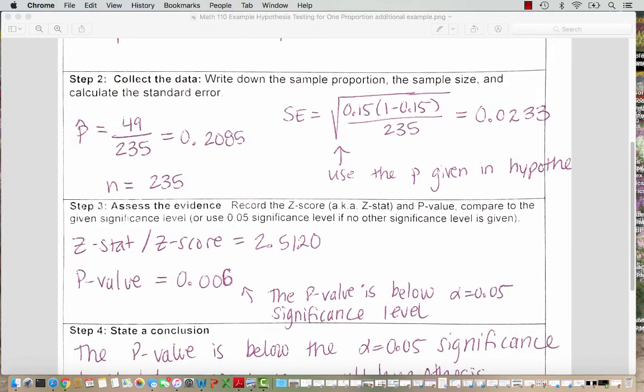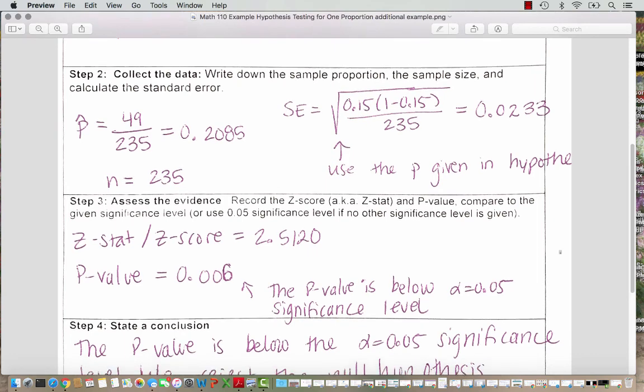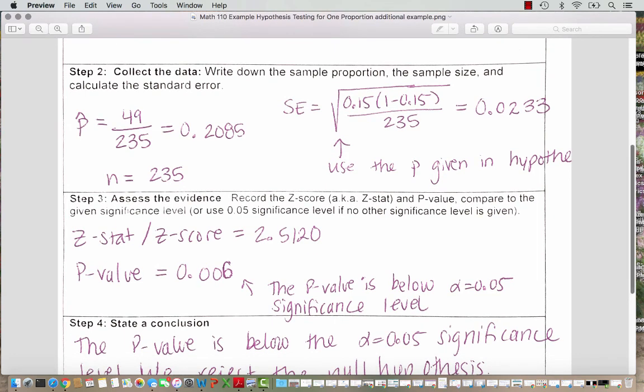So back here in step 3, I've written down the z-stat or the z-score, you can call it either term, and the p-value 0.006. Notice that the p-value is below the 5% significance level. We're using that by default because the problem didn't direct us to use any other significance level. Sometimes you're told to use 1% or 10% depending on how accurate the researchers want to be. And then we need to state our conclusion.